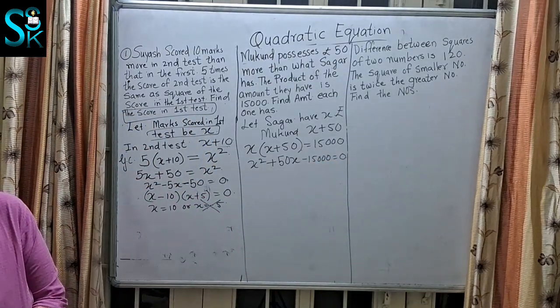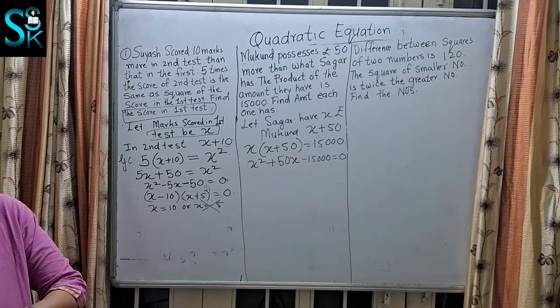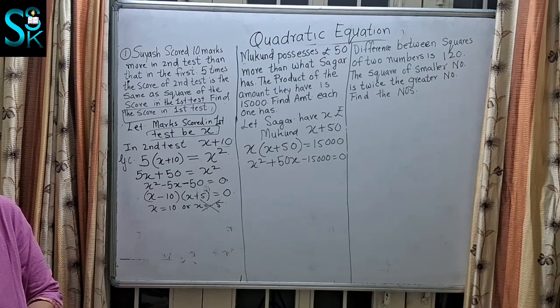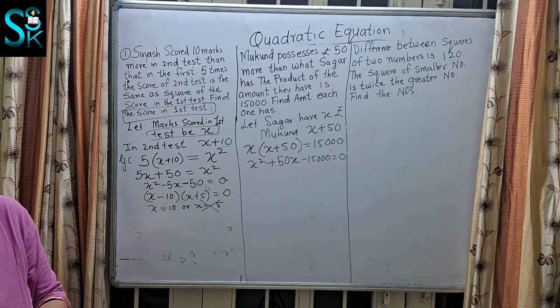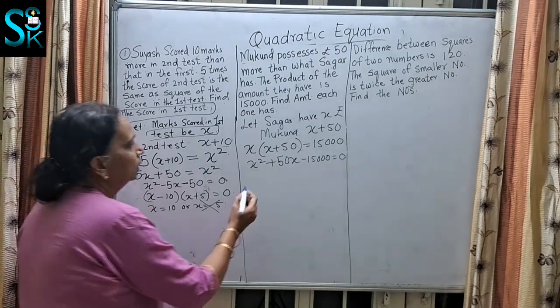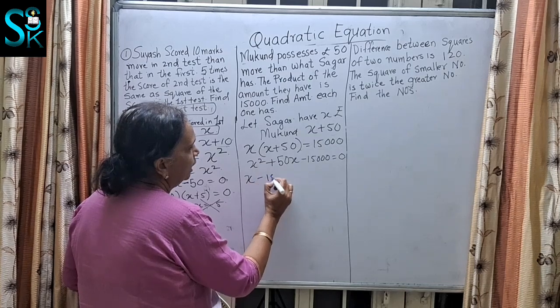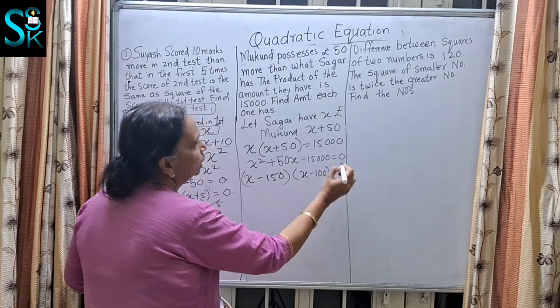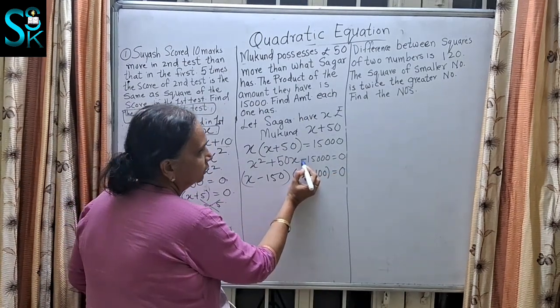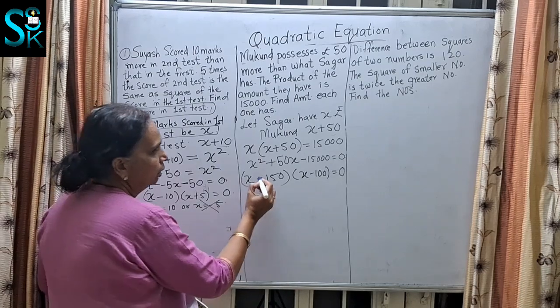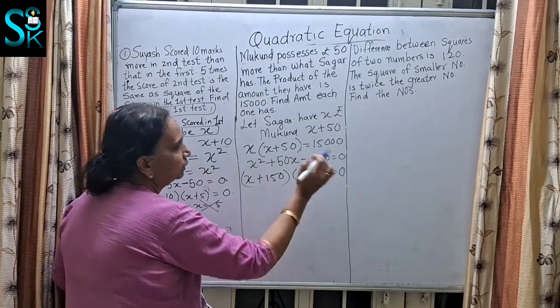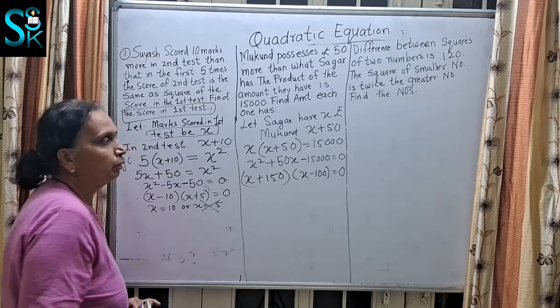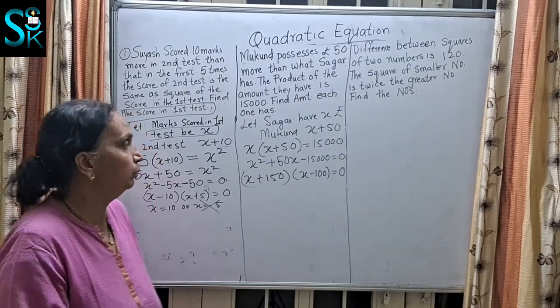So now 15,000, what you are going to do is take out its factors. So the factors of 15,000 you are going to take out. That will be 150 into 100. Here again it is minus, so middle term sign to the greater number, so here it will become plus, and x minus 100. So x plus 150 is equal to 0 and x minus 100 is equal to 0.